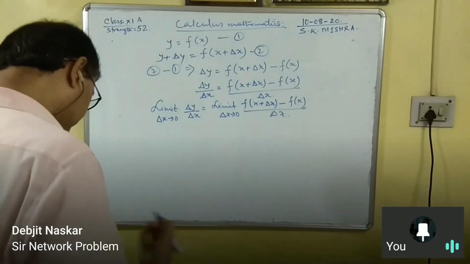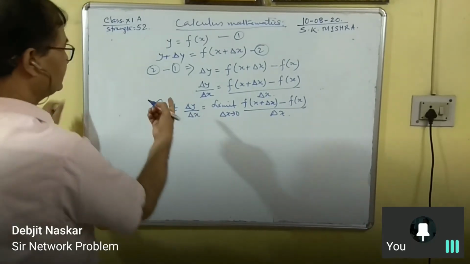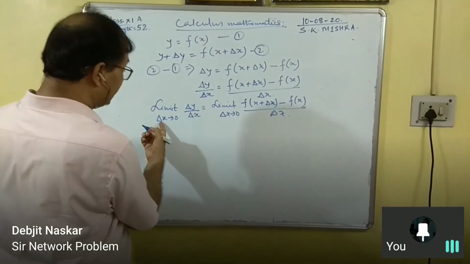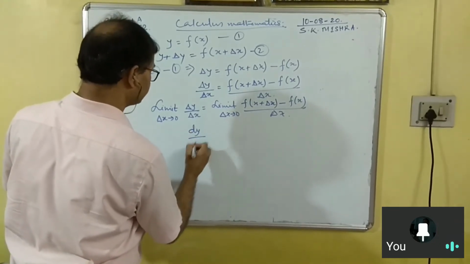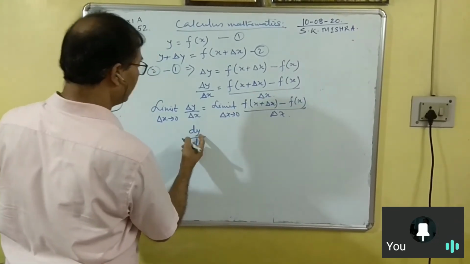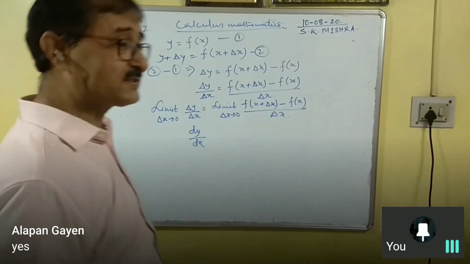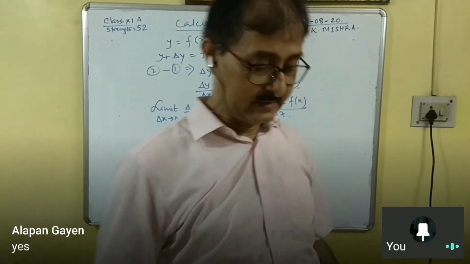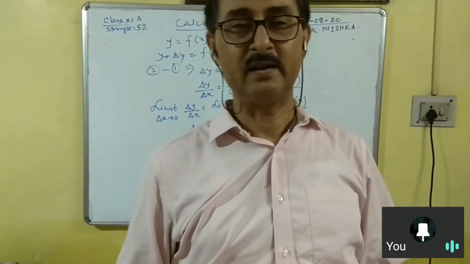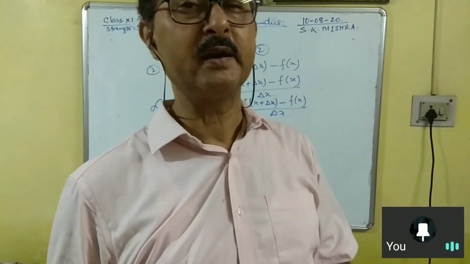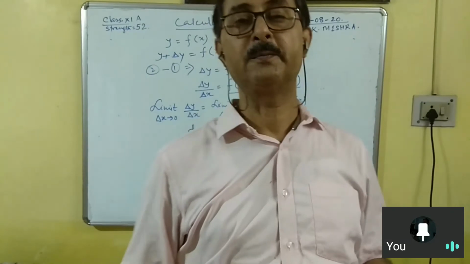Once you know this formula, delta y by delta x for delta x tending to 0 is nothing but dy by dx. So when delta x tends to 0, it is called dy. Don't think of it as d multiplied by y. That's a small increment, infinitesimally small.